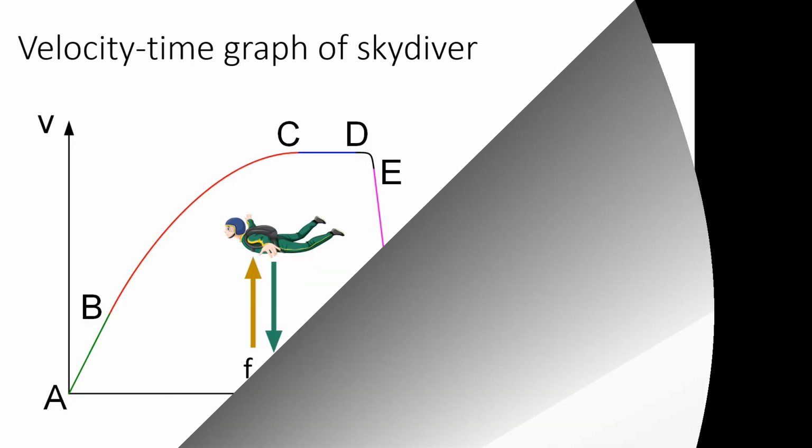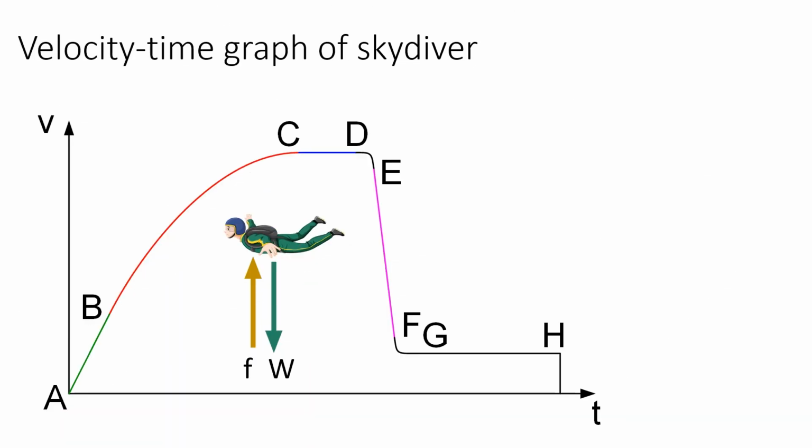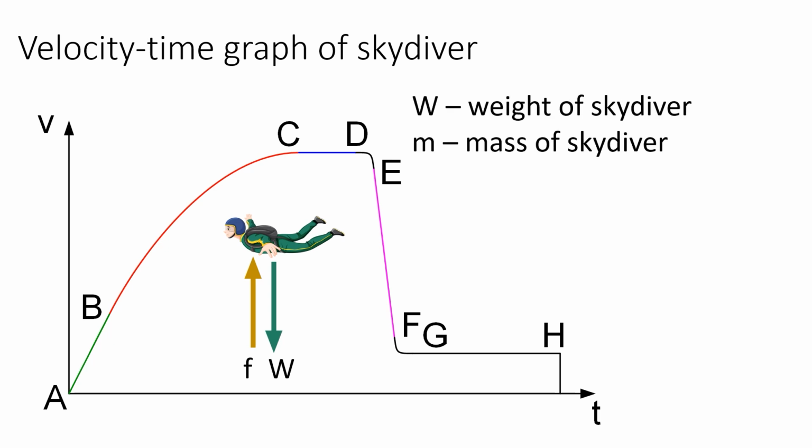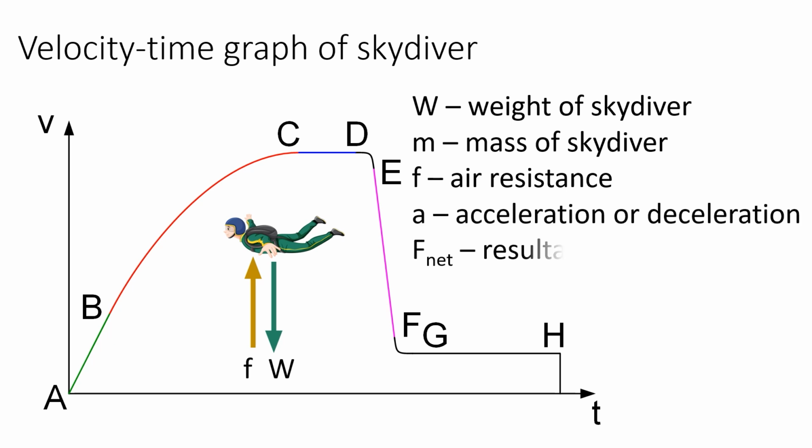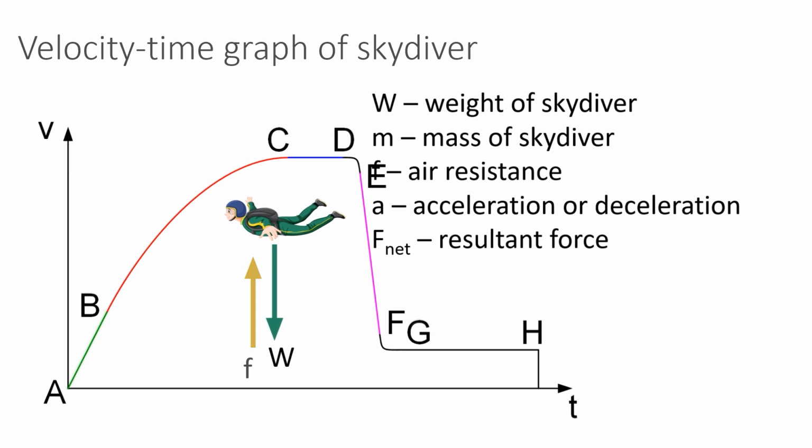Let's get started. Here is a velocity time graph of a skydiver as he falls through the sky before and after he opens his parachute. We will be using this graph throughout the video to explain his fall. Throughout the video, W is the weight of the skydiver, M is the mass of the skydiver, F is the air resistance, A is the acceleration or deceleration, and F net is the resultant force.